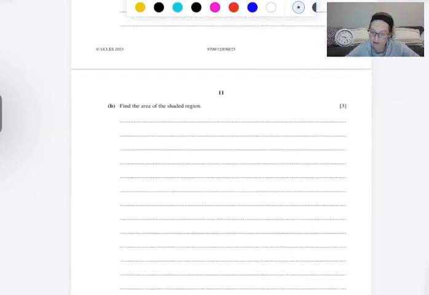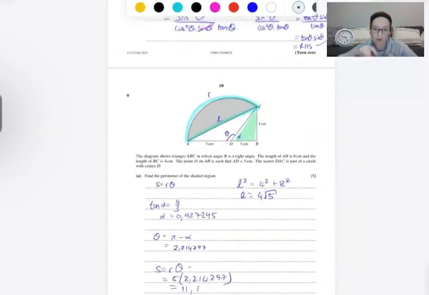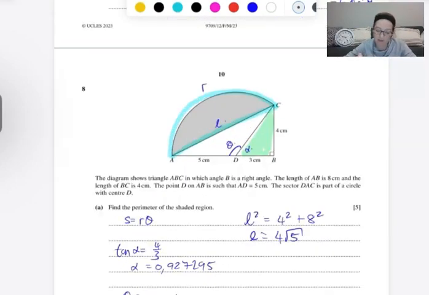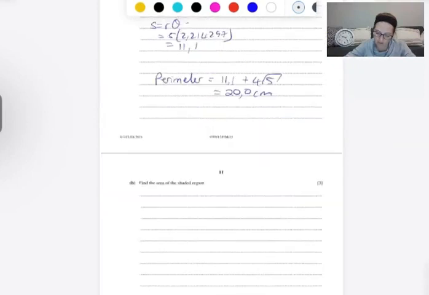Alright, find the area of the shaded region. Let me just think about that. That was not bad at all. What I want to say is that you must look out for right angle triangles and non-right angle triangles. There are probably other ways to find a lot of information here, but the shortcut would have been to use the right angle triangle. I don't think that was very complicated though.